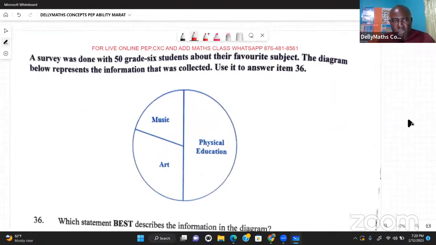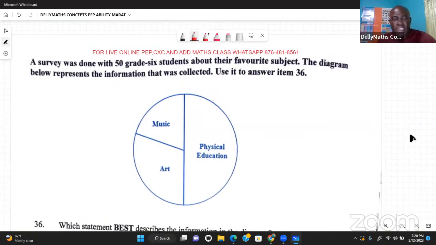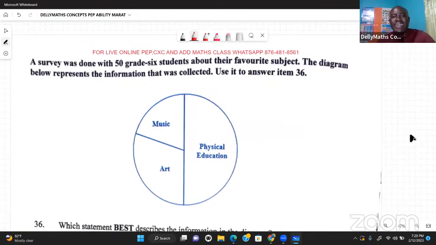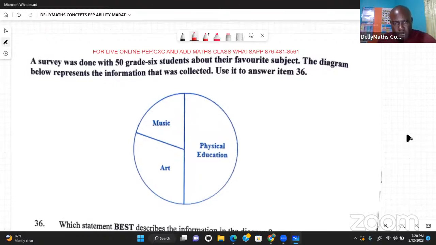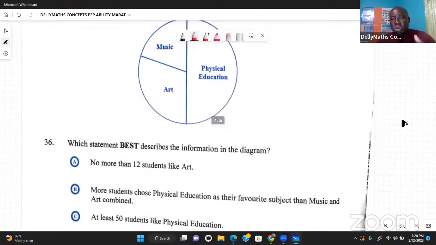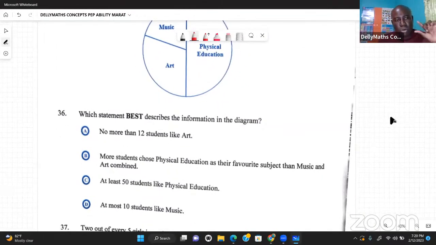Next question. All right. So this one says a survey was done with 50 grade 6 students about their favorite subject. The diagram below represents the information that was collected. Favorite subject: physical education, music, art. So you're seeing that physical education is half of the thing, and art is a little bit more than 1/4 of the thing. So we have clues already. The moment you look at it, clues are there. Here's the question now. Which statement best describes the information in the table?